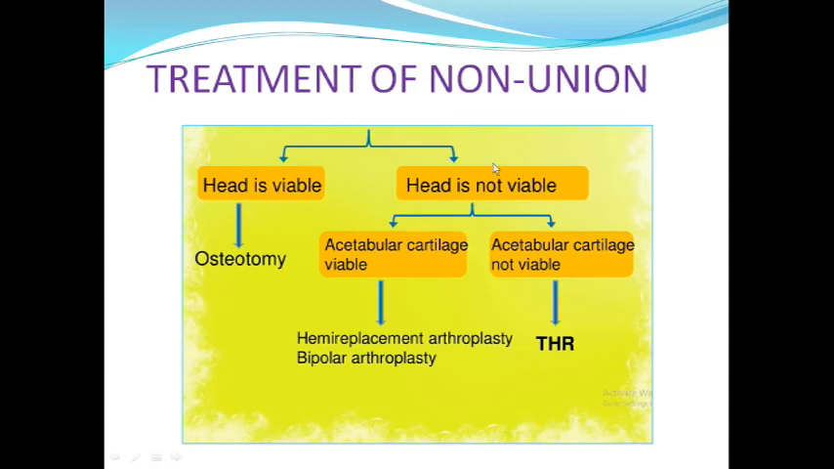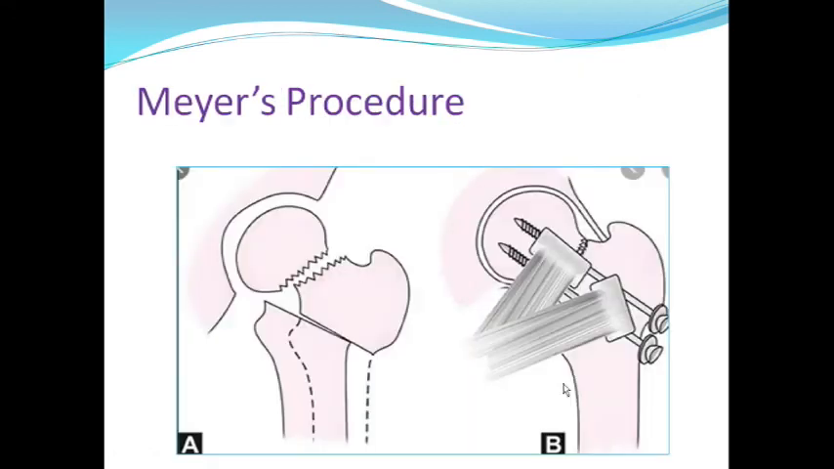But if the head is not viable, meaning the head has started dying or has died, it has undergone AVN, then we'll see two things. If acetabular cartilage is viable, we go for hemiarthroplasty. But if acetabular cartilage is not viable, we go for total hip replacement. Now there is one more thing in head preserving operations in non-union, that is called Mayer's procedure.